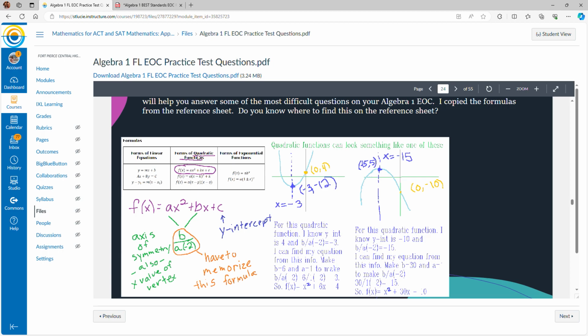Right? Forms of quadratic functions. f of x equals ax squared plus bx plus c. That's our standard form. One thing that you have to memorize is the formula for the axis of symmetry, where x equals b over a times negative 2. This is also going to be your x value of your vertex. When you're in standard form, this c is also always your y-intercept.